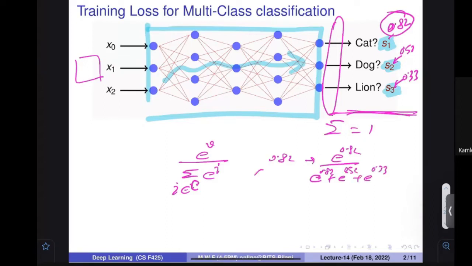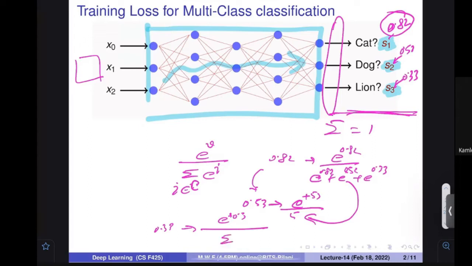In the same way, the next value such as 0.53 can be converted as e to the power minus 0.53 divided by the summation term that was here. And similarly, 0.33 can also be converted by saying e to the power 0.33, it is not minus, divided by the same summation term. If I change this, what am I going to obtain?